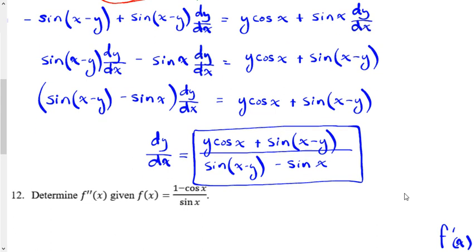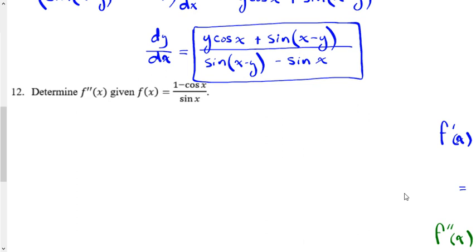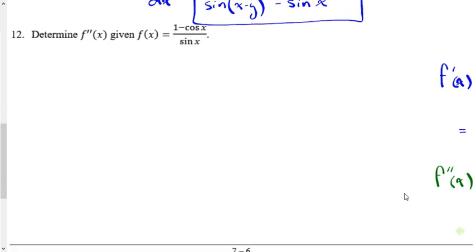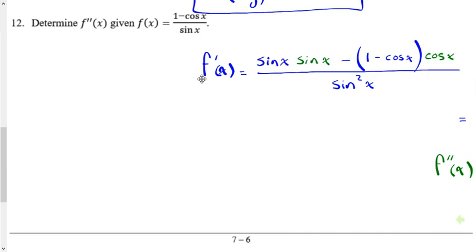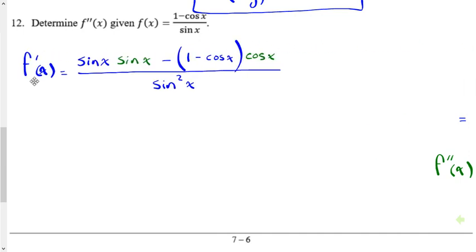Question number 12. We want a second derivative. Quotient rule this time. Ooh, we haven't done a quotient yet. So, low d high minus high d low. Square the bottom and there you go.